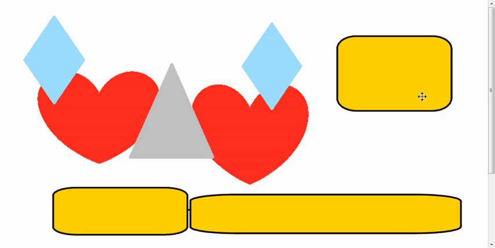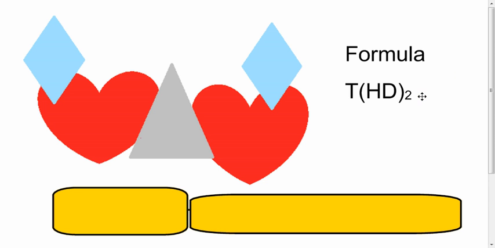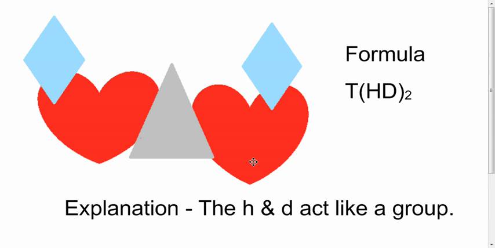Now in this one, the formula is going to be T, H, T within parentheses and then a 2, like that. The explanation here is that you've got this heart and diamond that are kind of together, and they act as a group, and therefore when you write them in a formula, you put them within parentheses.